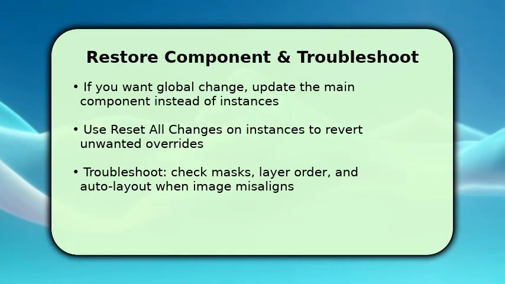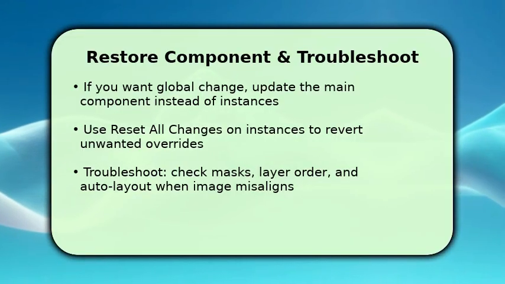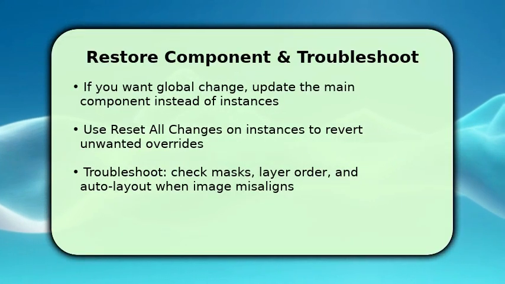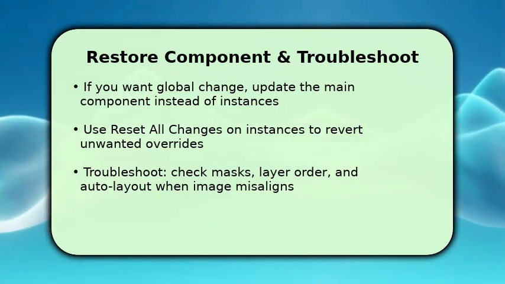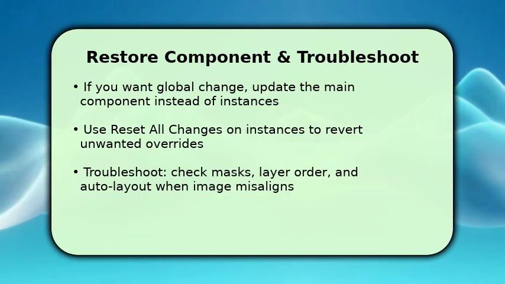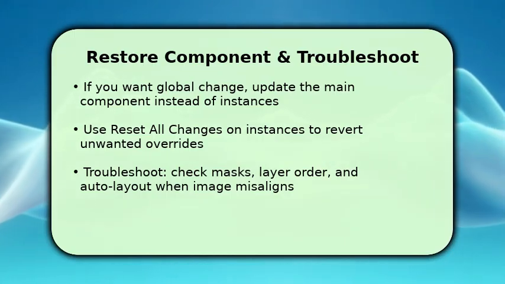If something goes wrong, start troubleshooting by checking masks and layer order, then verify auto layout padding and constraints. These are the usual causes of misalignment. If the image looks cropped unexpectedly, inspect the mask frame and the image fill mode, then correct crop or swap again.